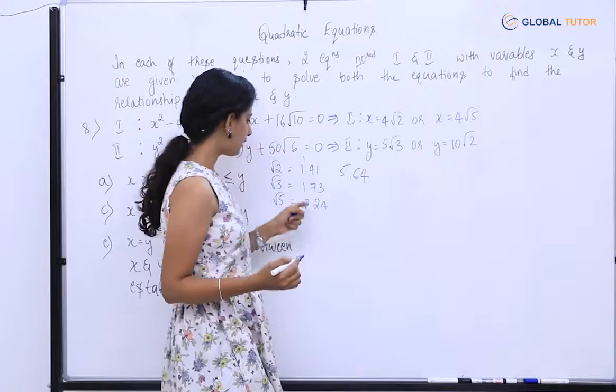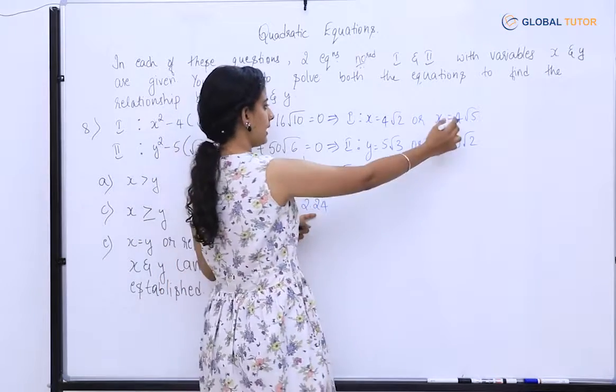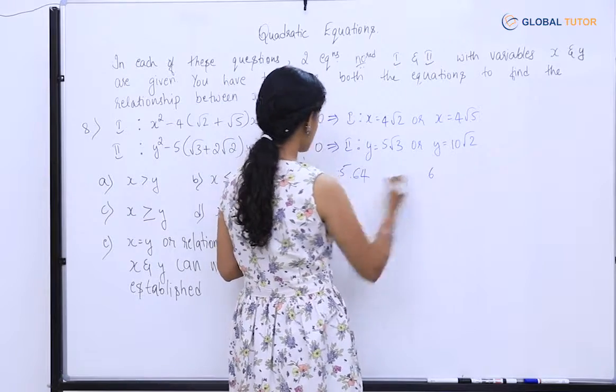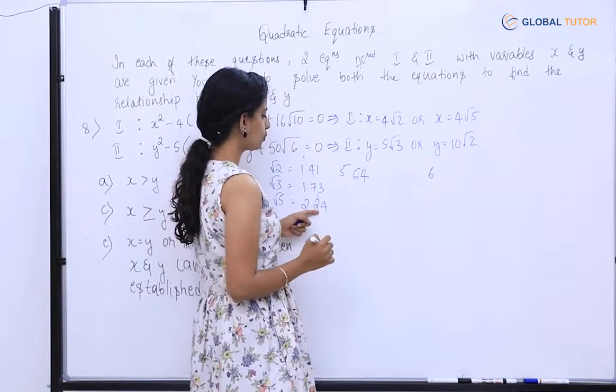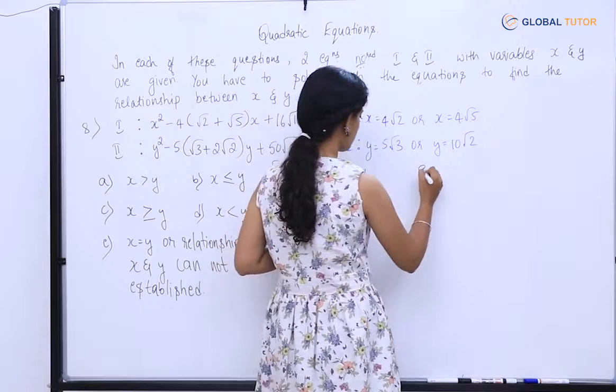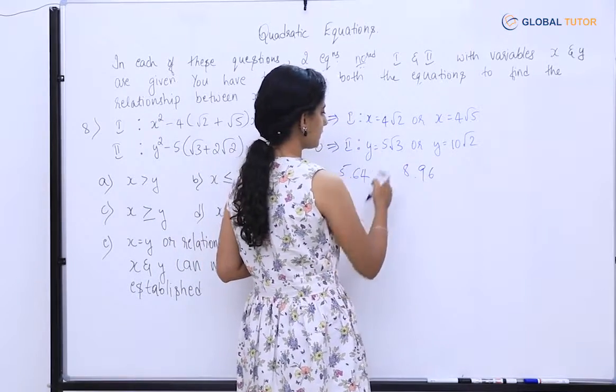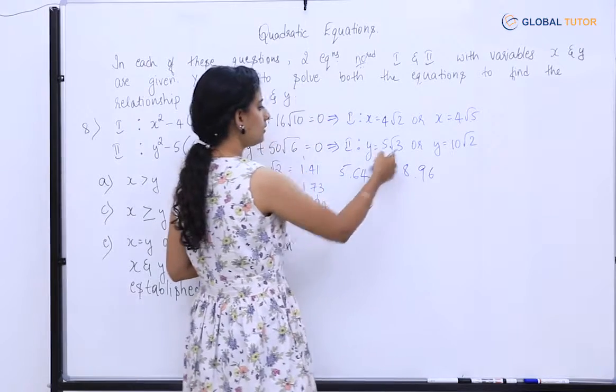Similarly, root 5 value is 2.24. I'll multiply 2.24 with 4. 4 4s 16. Then I got 1 here. 4 2s 8. 8 plus 1 9. And then 4 2s 8. So 8.96. Similarly, 5 root 3.